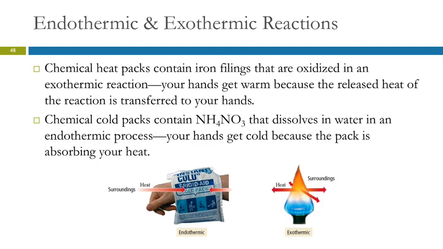We mentioned hand warmers at the beginning of this chapter. Those chemical heat packs contain iron filings that get oxidized, and that's an exothermic reaction. It releases heat. Your hands are the surroundings, and so the heat goes into your hands and warms them up. There are also chemical cold packs. Ammonium nitrate is a common ingredient in this. When ammonium nitrate dissolves in water, it's an endothermic process. It absorbs energy from the surroundings. So your hands get cold because the chemical reaction is absorbing heat from them.